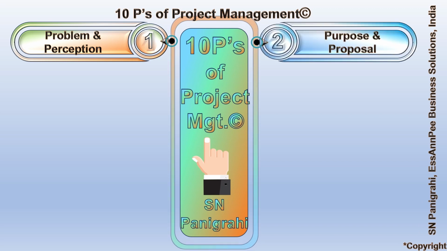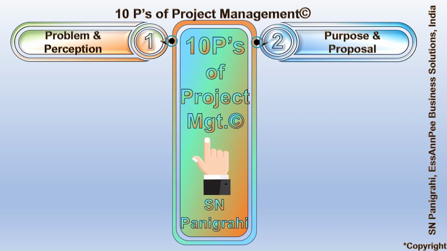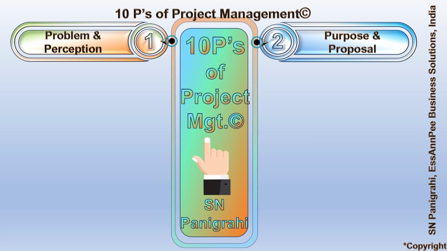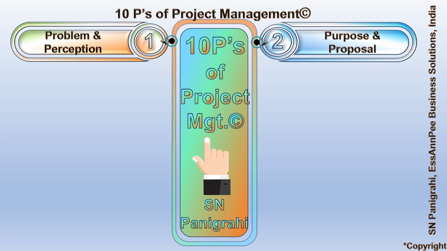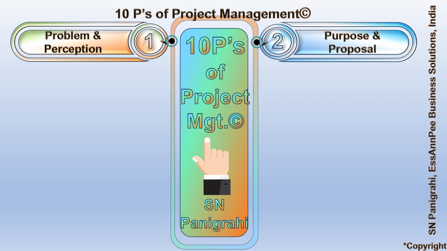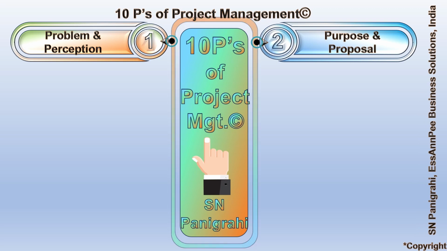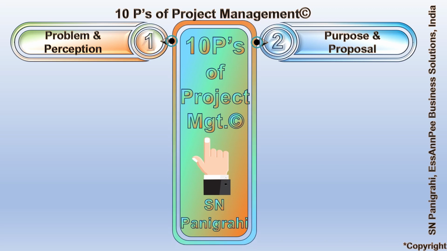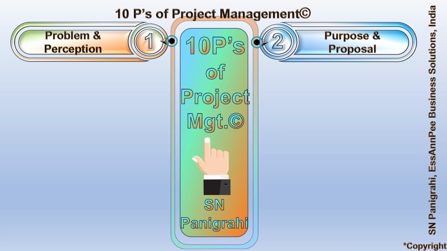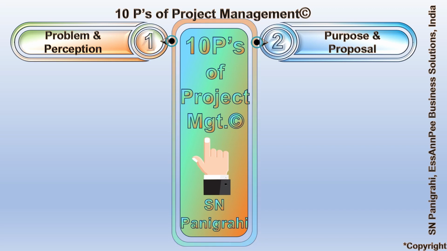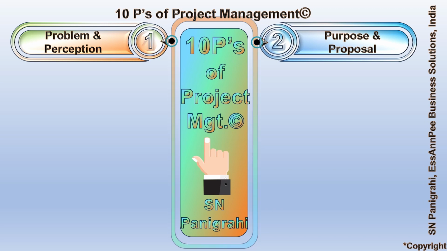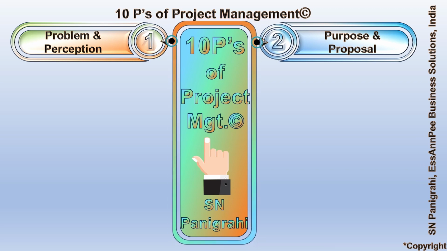2. Purpose and proposal. In this stage, project purpose and value propositions are defined. Articulating the project's purpose clarifies its overall objective and desired outcome. This provides a clear direction and motivates the team towards achieving the project goals. A well-defined proposal outlines the project's scope, timeline, budget, and resources required. This serves as the roadmap for execution and helps secure necessary approvals.